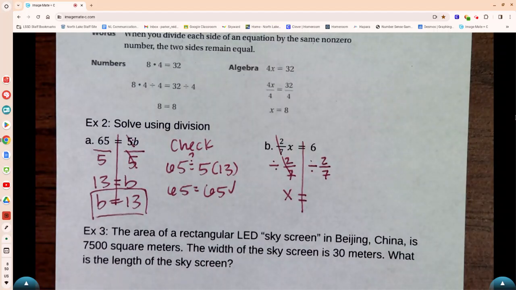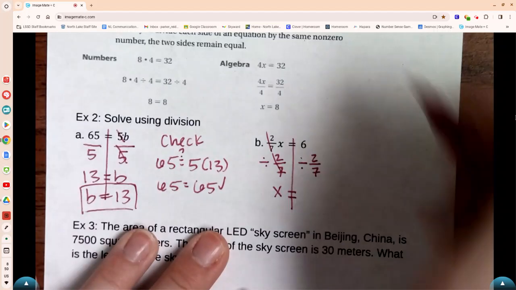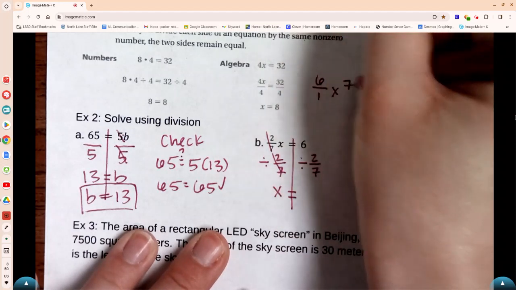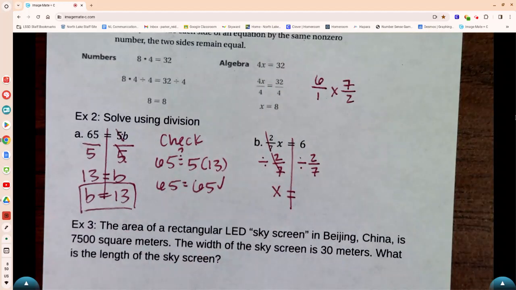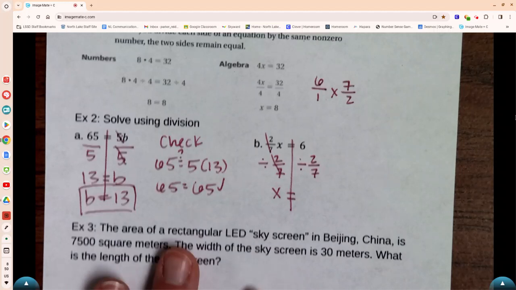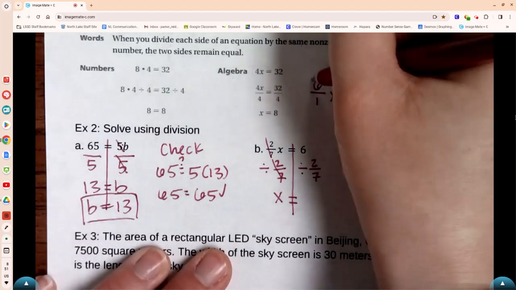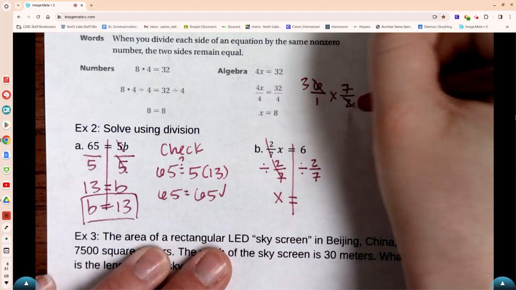Now that I have to do a little bit of work, I'm going to do that fraction division off to the side. So I'm going to keep change flip that 6, but I'm going to write it as 6/1 times 7/2. So I just did my keep change flip off to the side. I can cross cancel 6 and 2. 2 goes into 6 3 times and into itself once.